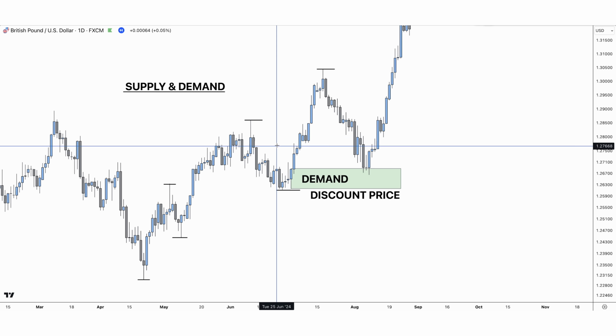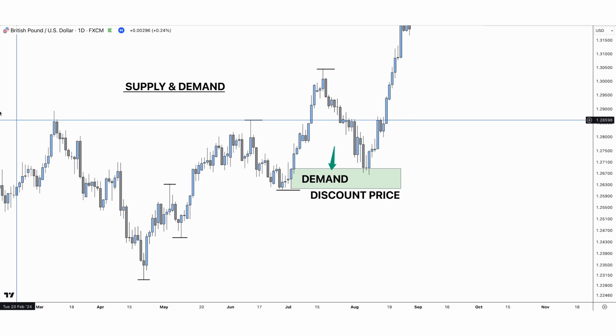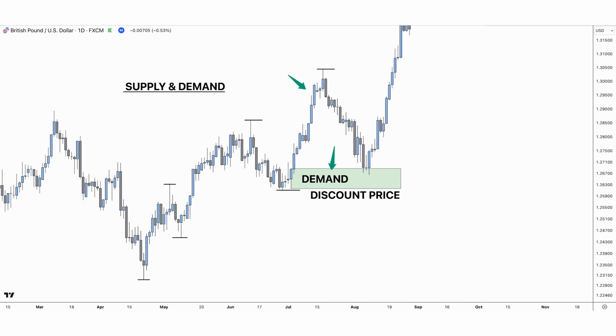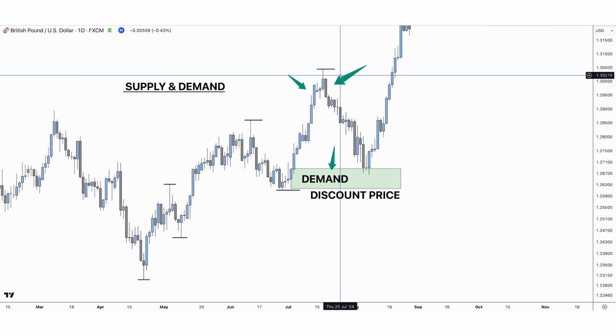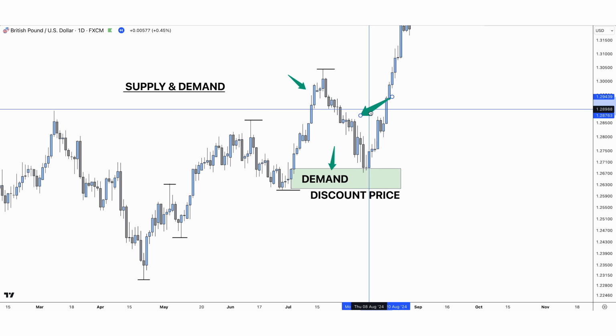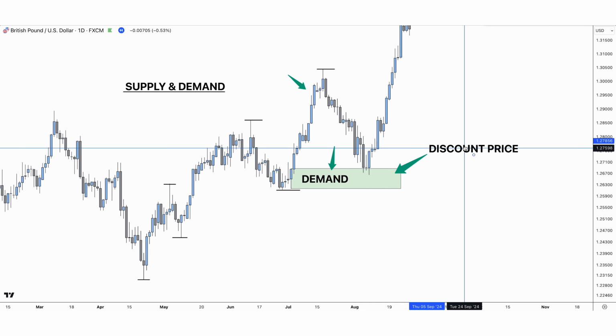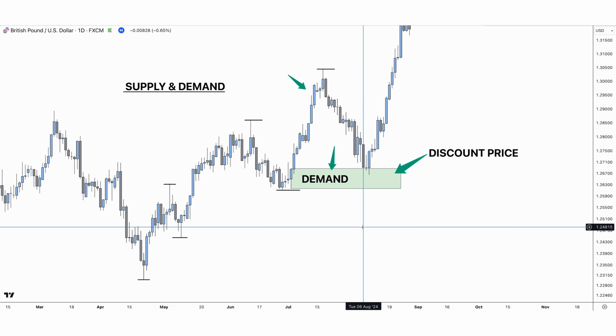If you have a price that is seen as a good price for an asset, and then price gets more expensive, where are people going to want to buy? They're not going to want to buy at these expensive prices up here. They probably don't want to buy on the way down either. Instead, they are looking towards this discount price, okay, this discounted price area, which is indicated by a demand zone.